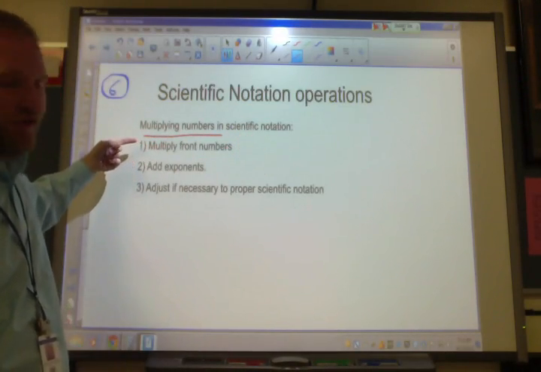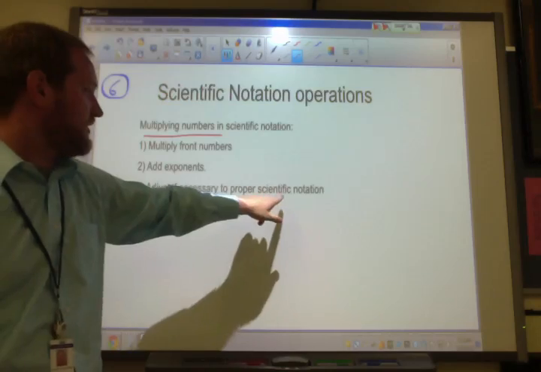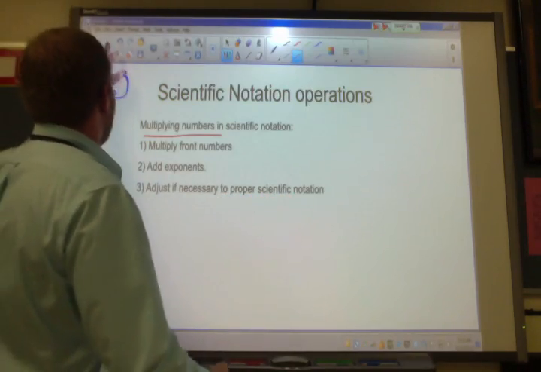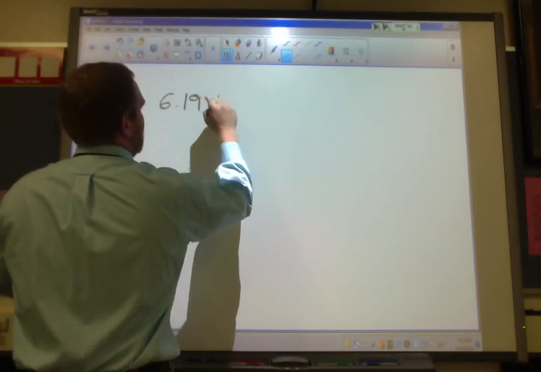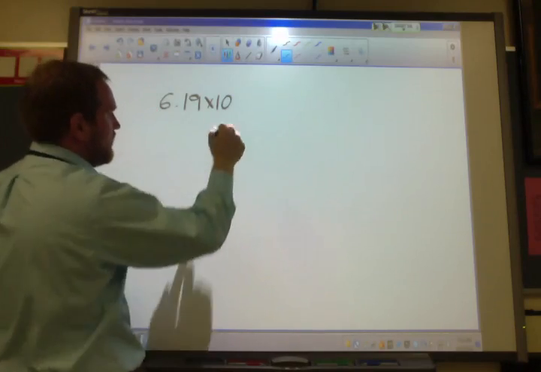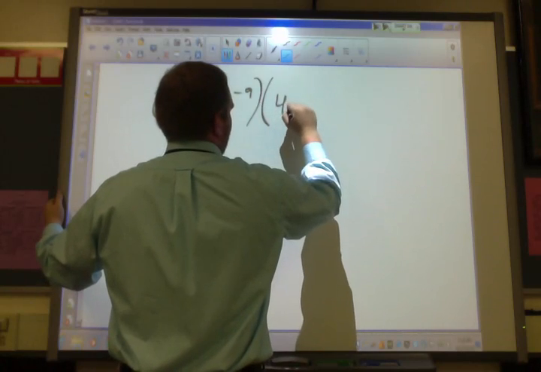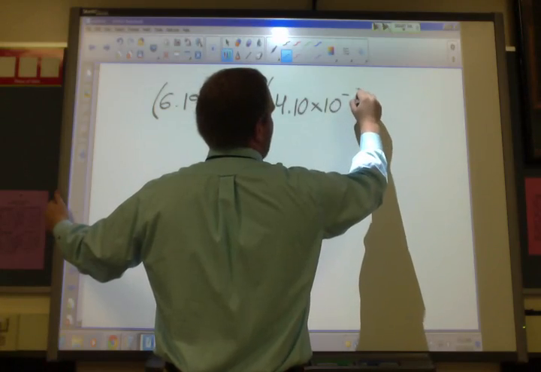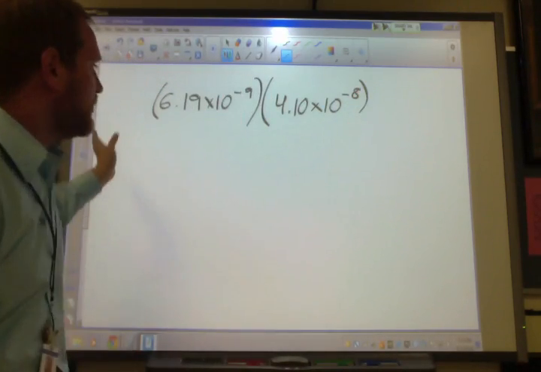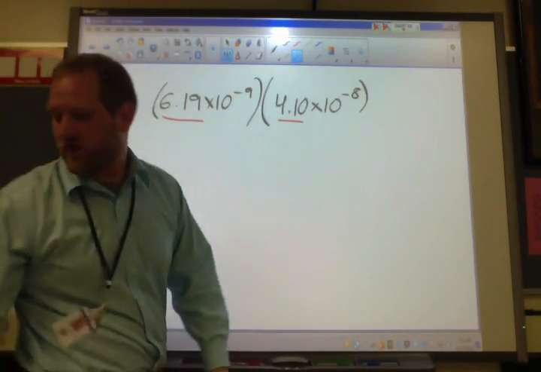Scientific notation for multiplying. Step 1, multiply your front numbers. Step 2, add the exponents. Step 3, adjust if necessary to proper scientific notation. For example, 6.19 times 10 to, then I'll go tricky, I'll make it negative, negative 9th, times 4.10 times 10 to the negative 8th. Okay? So if I were to multiply these together, step 1, multiply your front numbers.